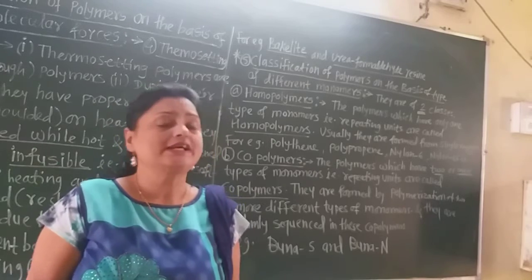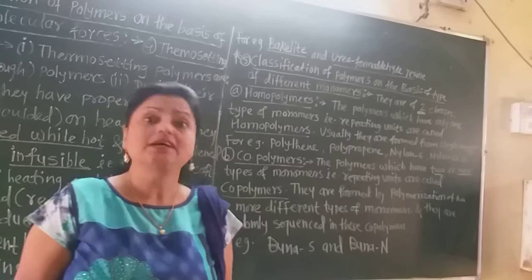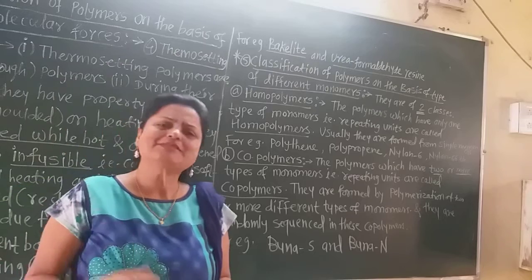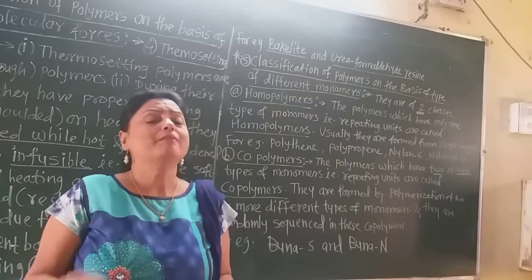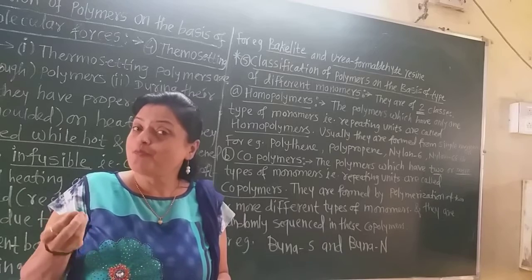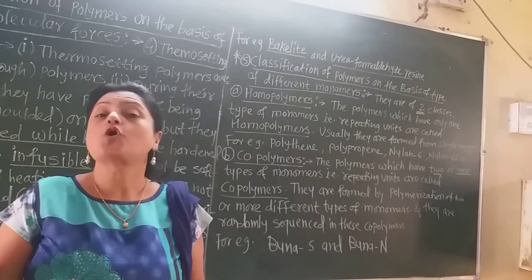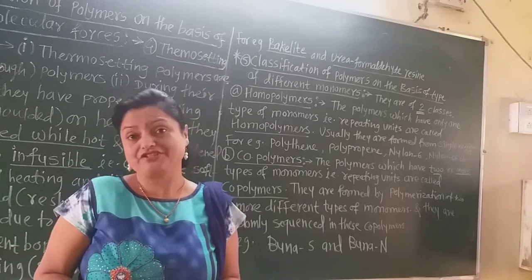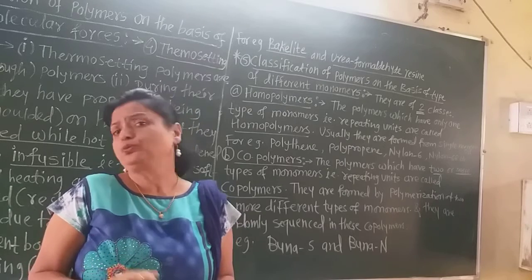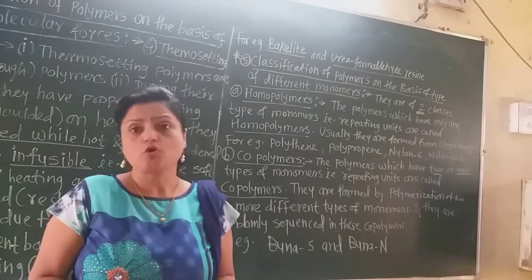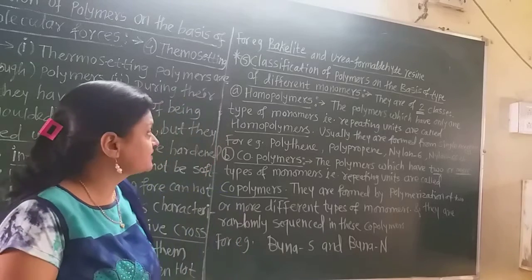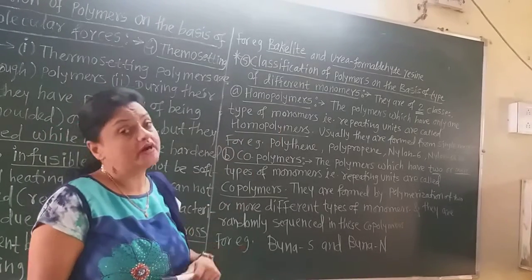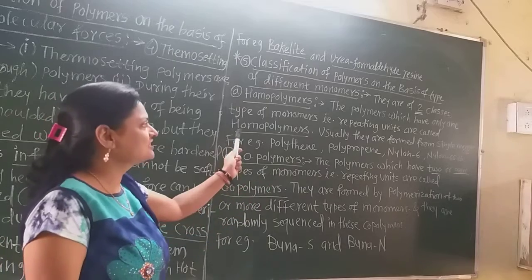And there are only two classes or types based on the type of monomers. The first one is the homopolymers. As the name suggests, homopolymer means there must be the same type of monomers during the formation of these homopolymers. Generally a single type of monomer is present. In very few cases there are two types of monomers, but generally single monomers are present in these homopolymers.